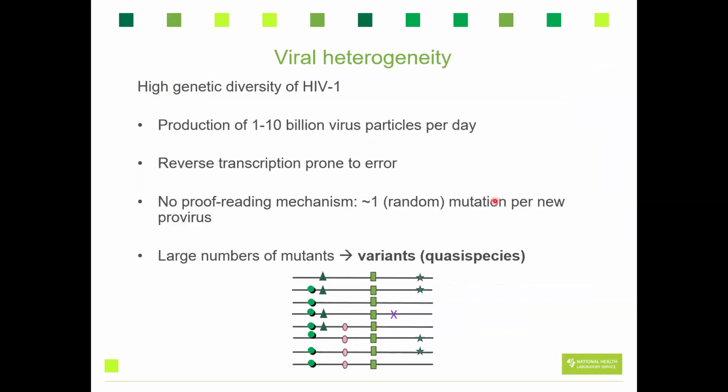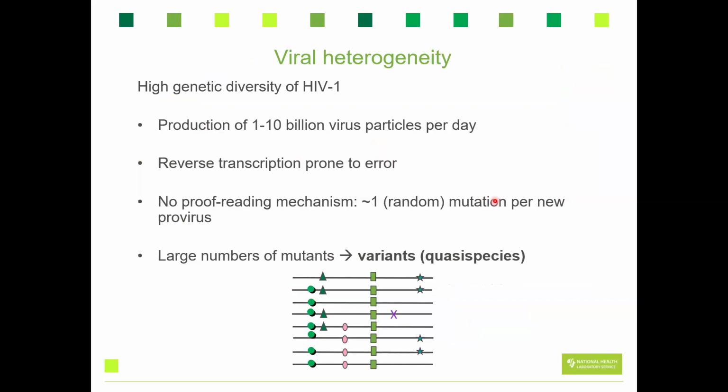Okay. So why is resistance such an issue in HIV? So HIV has a very high genetic diversity. First of all, there is a production of about 1 to 2 billion viruses per day in a single patient.